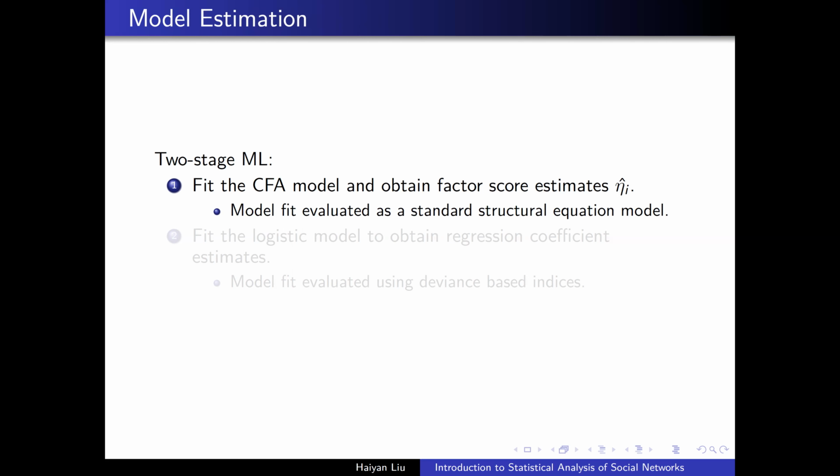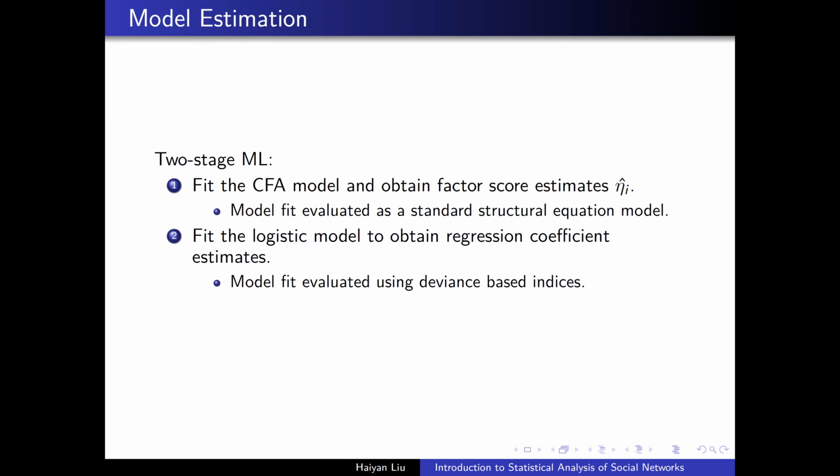Now, after we obtain the factor score estimates and also the factor covariance matrix estimate, in the second stage we can use that information in the logistic regression directly. So in the second stage, we just use the estimated factor scores in the analysis. In this stage, we also need to evaluate model fit, and we can use difference-based indices.